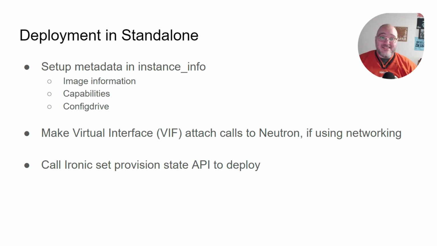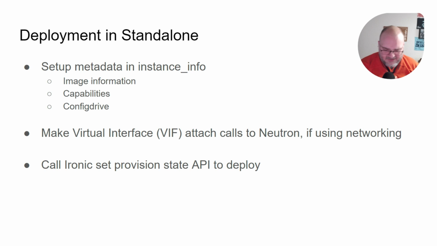This has several downsides. It's an error-prone multi-step process. It's not really a great user-friendly way to deploy servers. And also, you have to know what node you're deploying to do this. You can't just say, give me any node. You have to say, I want to deploy this specific node in Ironic.